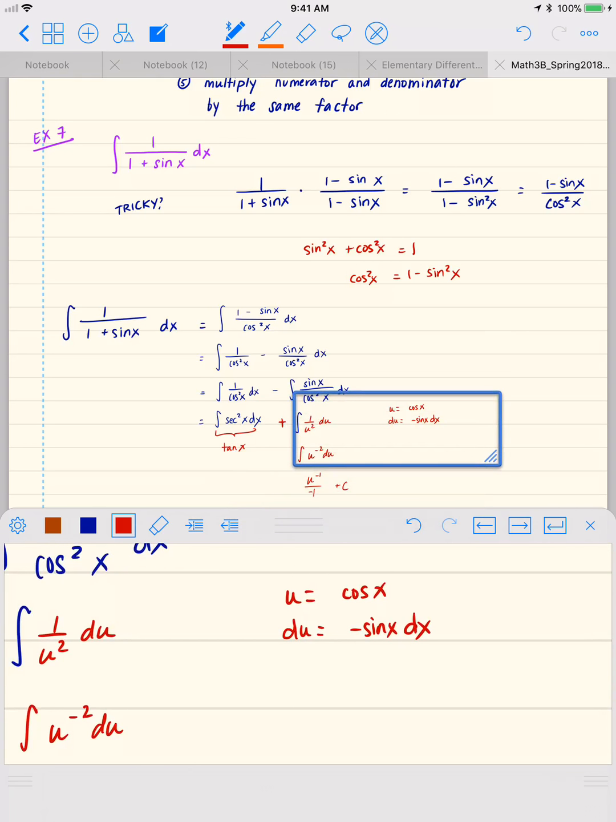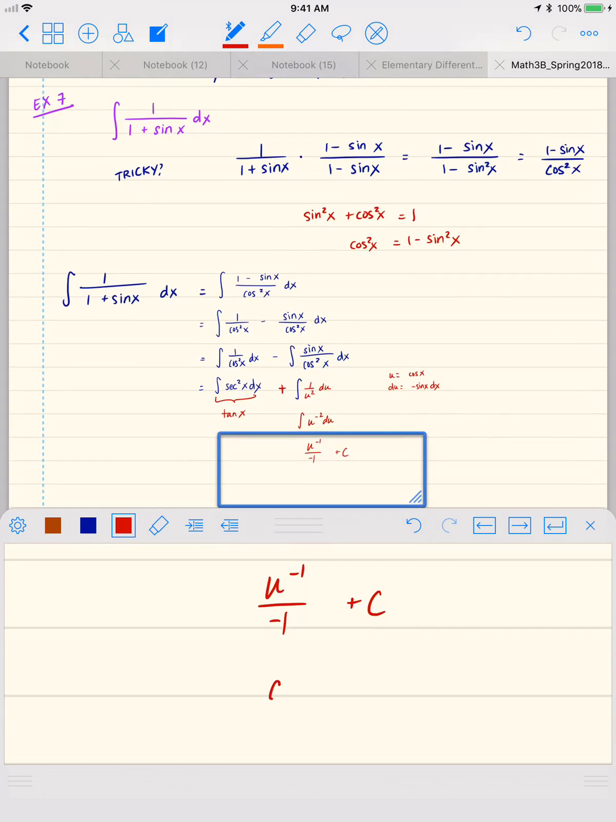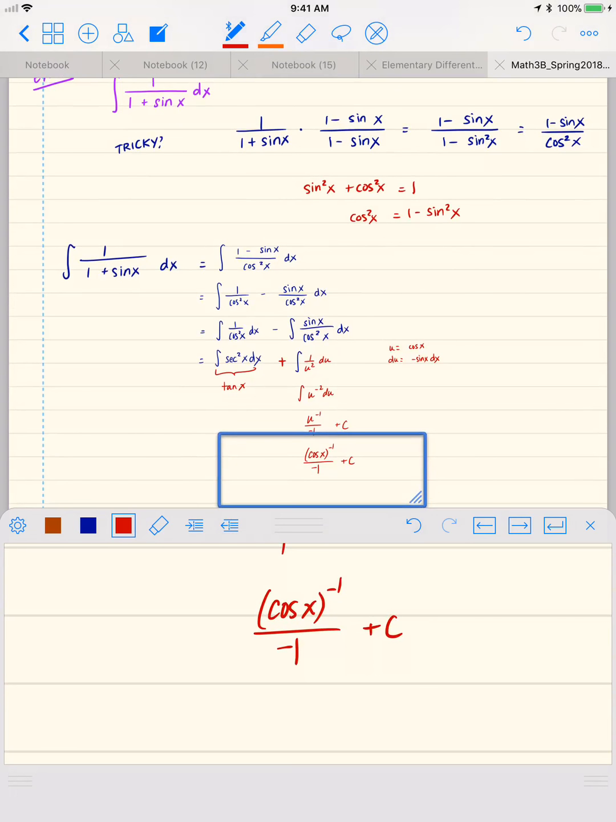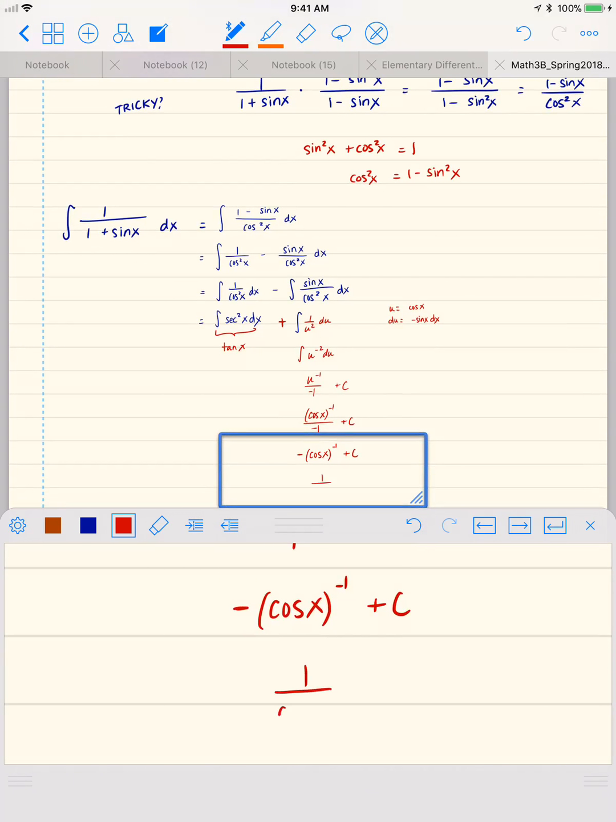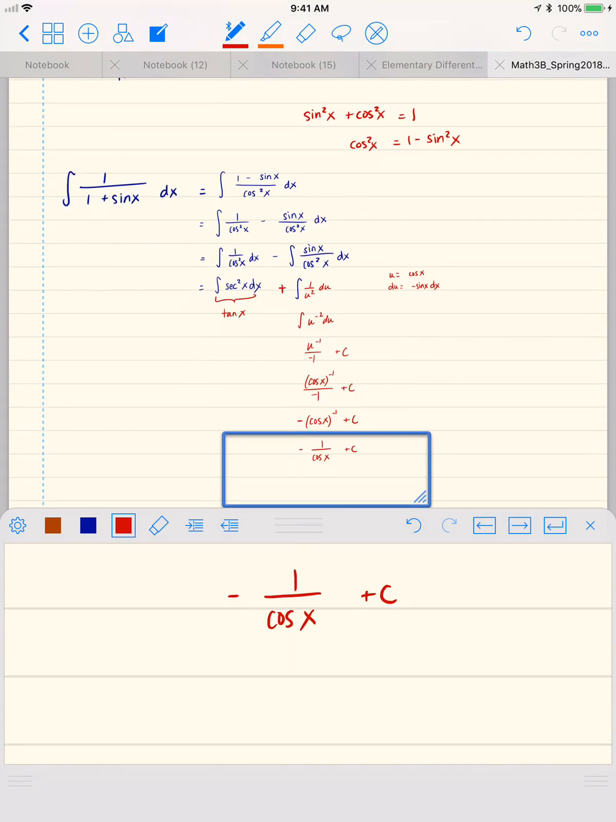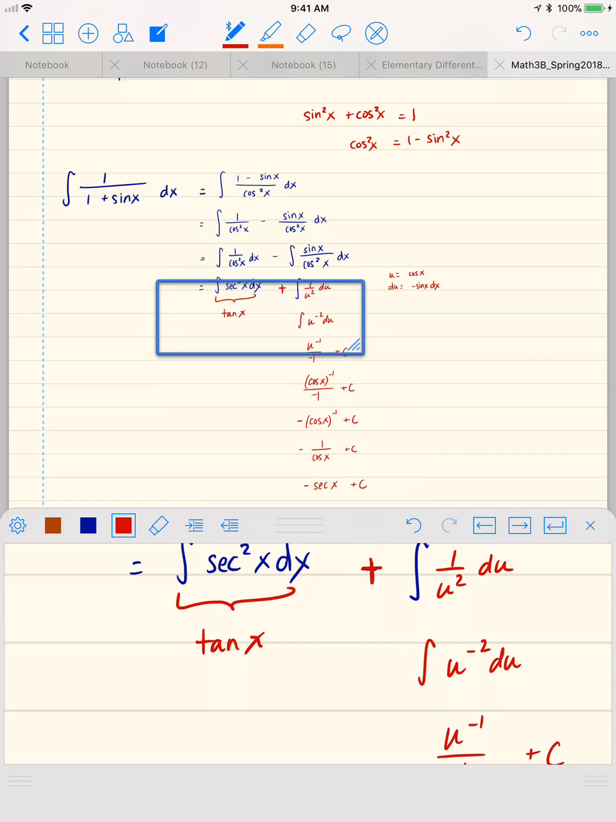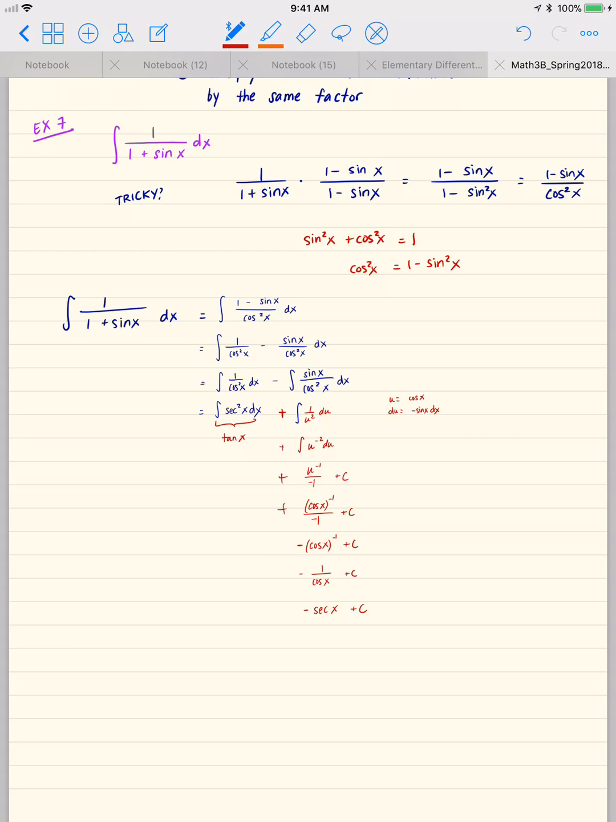But we're not done yet, because our answer needs to be in terms of x. So we've got cosine x to the negative 1 divided by negative 1 plus a constant. That's the same thing as negative cosine x to the negative 1 plus a constant. But what is cosine x to the negative 1? That's 1 over cosine x, and that is the same thing as secant x. And we've got our tan x that follows. I'm not going to write each and every line, but our final answer is going to be tangent x minus secant x plus c.